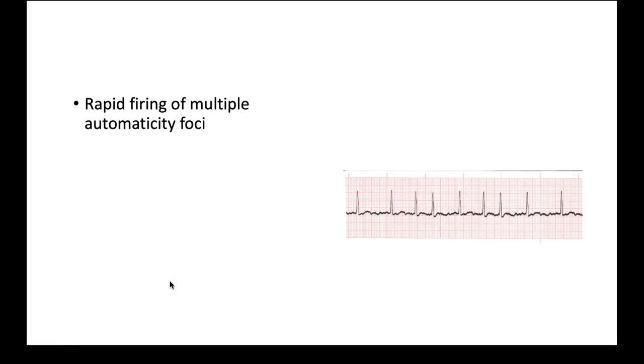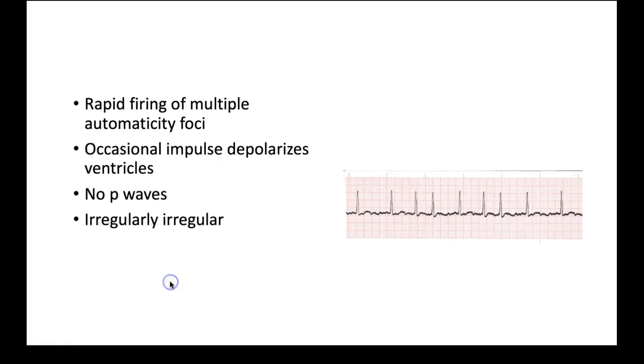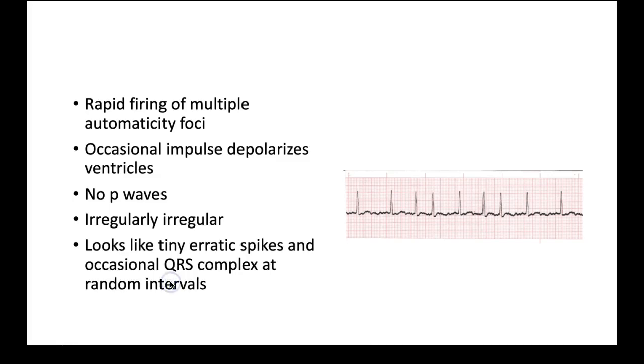And this is because there is rapid firing of multiple foci going on up in those atria. So they're just firing, and every once in a while, one of those impulses gets through and causes a QRS complex. But it's random, right? So you have that irregular rhythm. There's no P waves. It's irregularly irregular, and we call this atrial fibrillation. Okay? Very common arrhythmia.